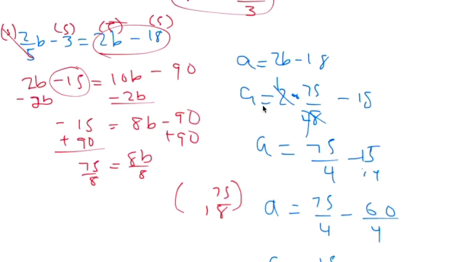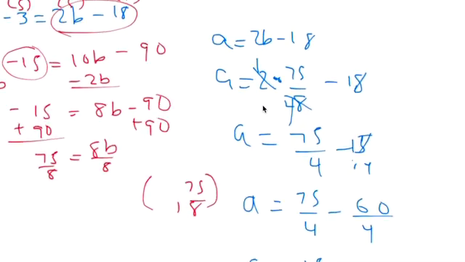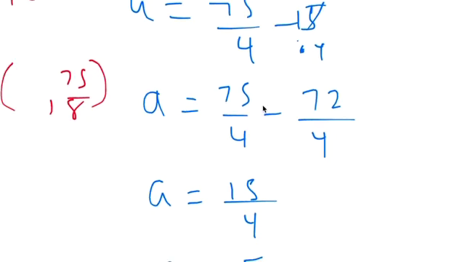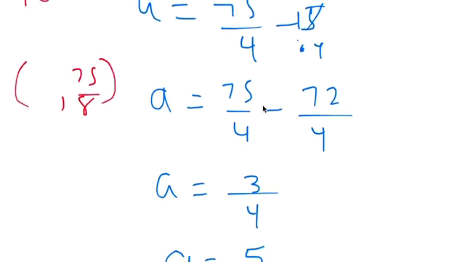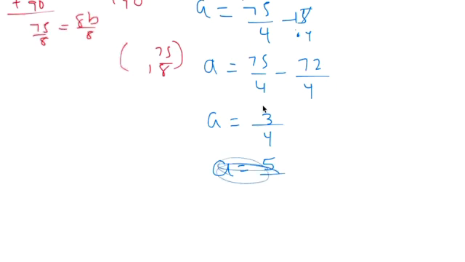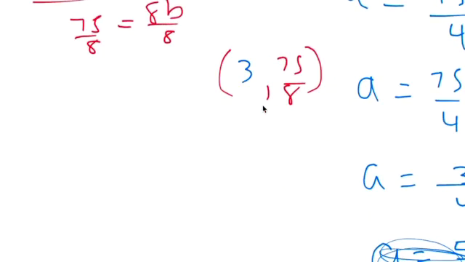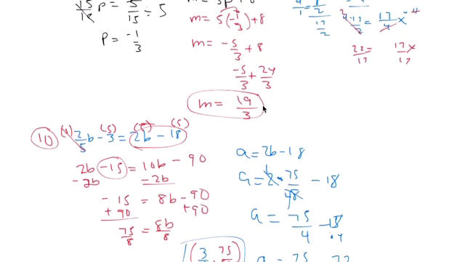75 over 8. Got that one right. Oh, that's 18, not 15, that's why. 18 times 4. 18 times 4 is 72. Subtract, it's 3 over 4. Yep. So the ordered pair is 3 over 4. And okay, let's see, number 10.